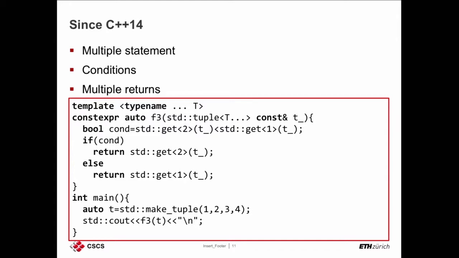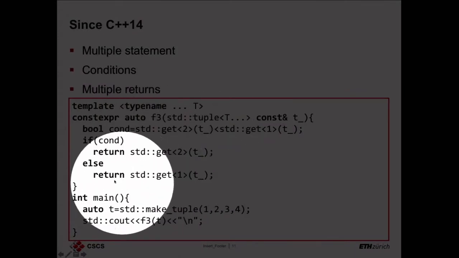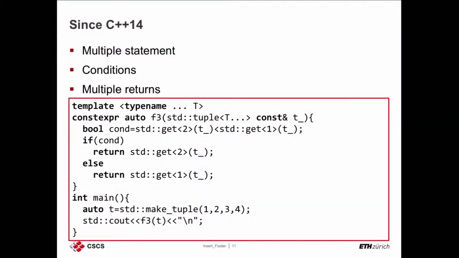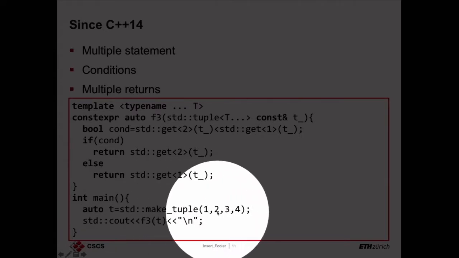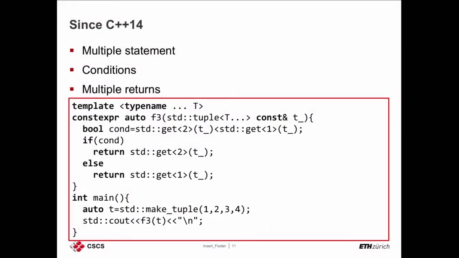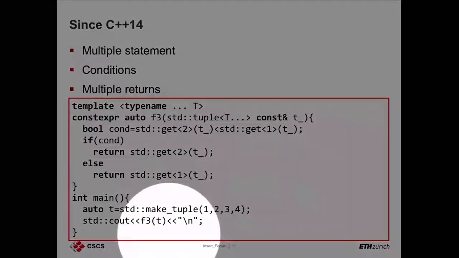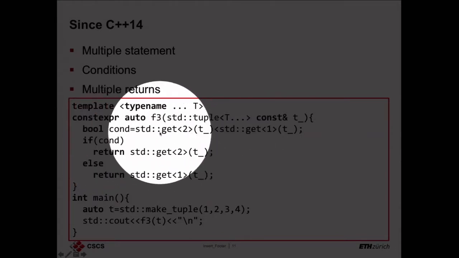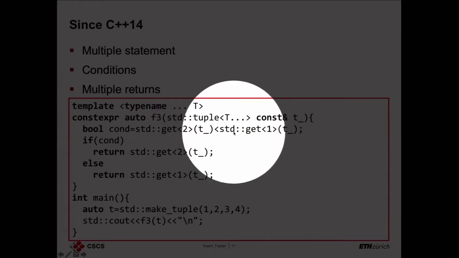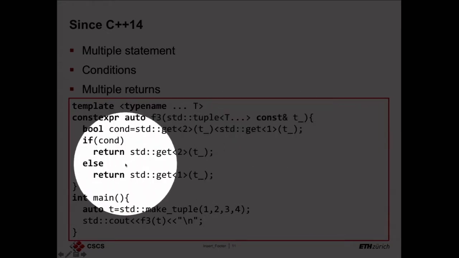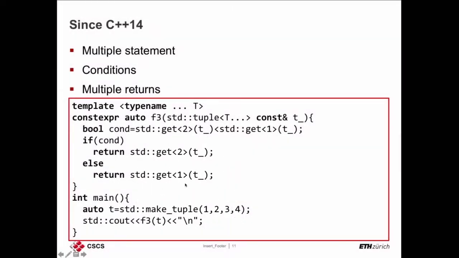So in C++14, you could do a full function. This is basically a full constexpr function. You take a function F3 that takes a tuple. A tuple can also be constructed at compile time if the types are constructible as constant expressions. And then you can make a tuple 1, 2, 3, 4, and you can construct this tuple at compile time. And you can have runtime conditions: if the third element of the tuple is less than the second element of the tuple T, then I return the second one, otherwise return the first. And this can be done at compile time, also with multiple return statements.